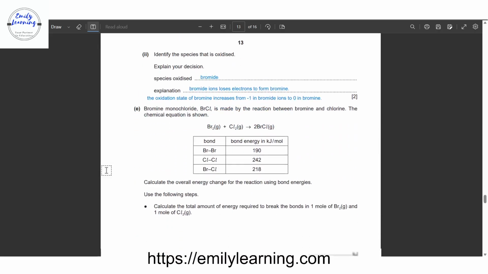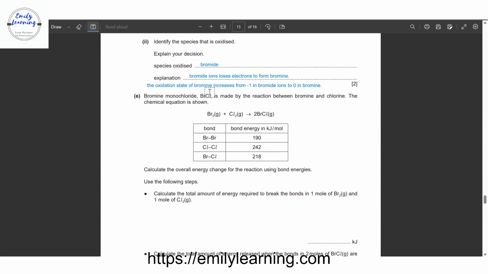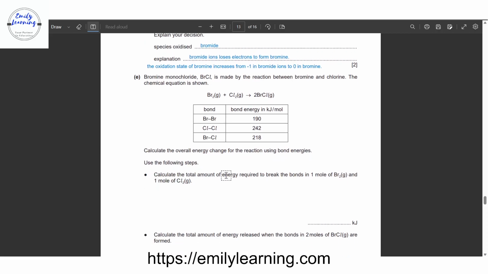Next, you are given bromine monochloride, BrCl, which is made by the reaction between bromine and chlorine. The chemical reaction is given here. Calculate the overall energy change for the reaction using bond energy. Use the following steps. First, calculate the total amount of energy required to break 1 mole of Br2 gas and 1 mole of Cl2 gas. To break Br2 and Cl2, you're breaking 1 mole of Br-Br and 1 mole of Cl-Cl bonds. The energy involved in bond breaking will be 190 plus 242 kilojoules per mole. So let's add that up.